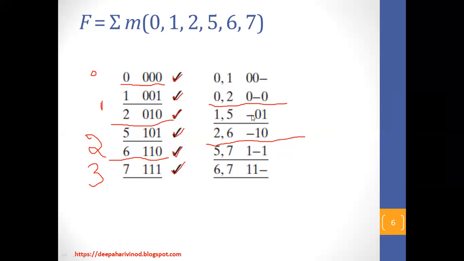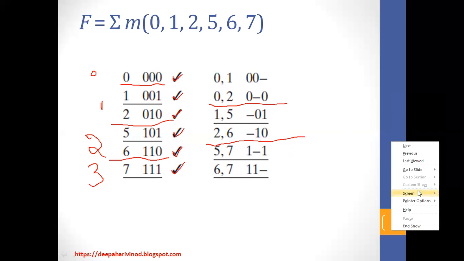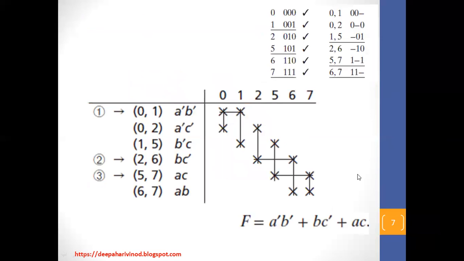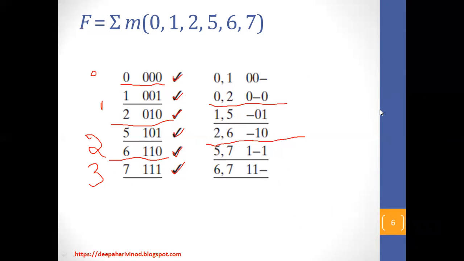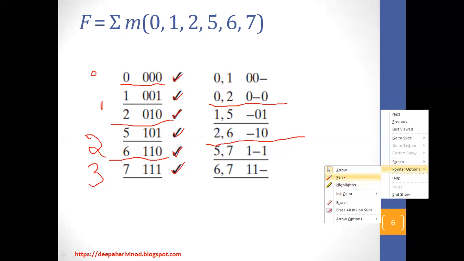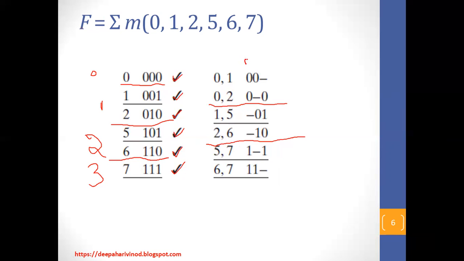Now what we have to do, we have to make a prime implicant chart because we have so many terms over here, isn't it? For each case you will get some terms over here. If I write it, if I choose this as small letter A, this one is B, C.